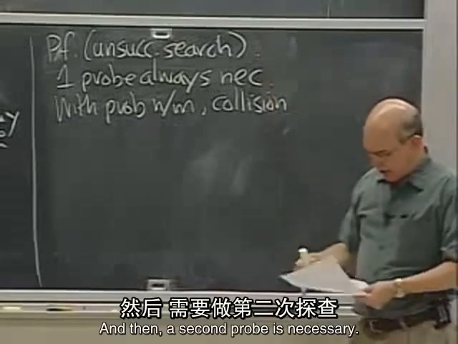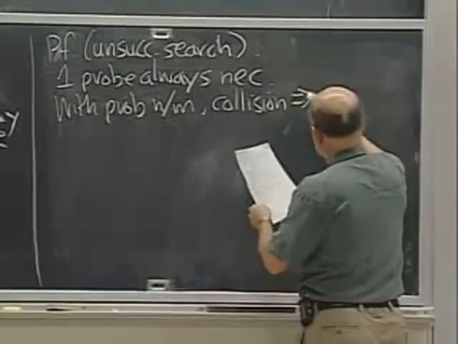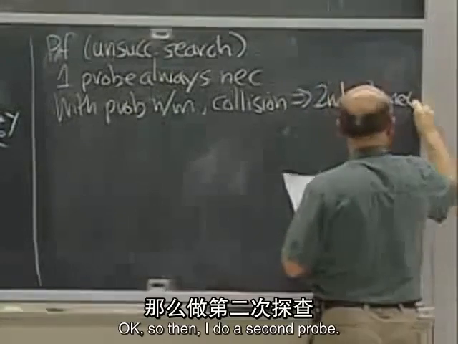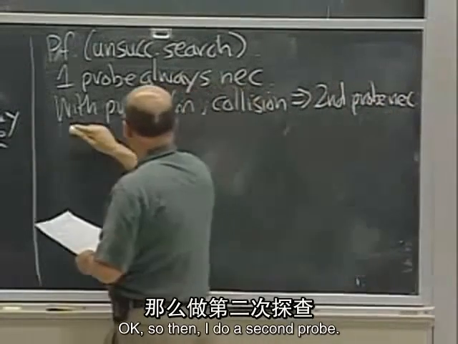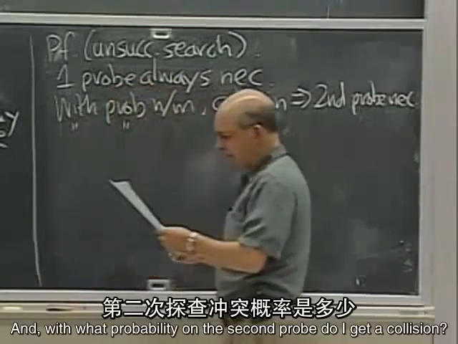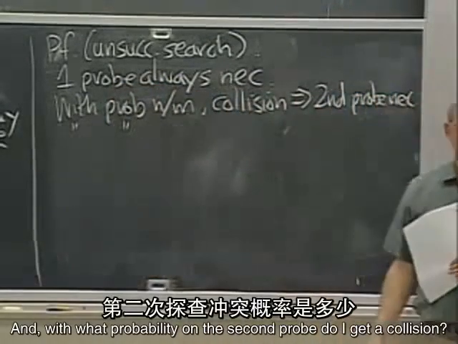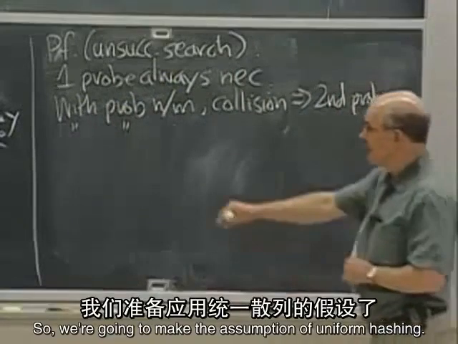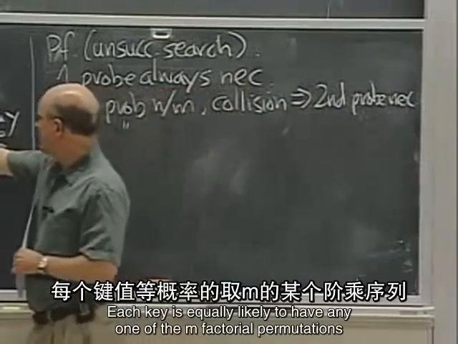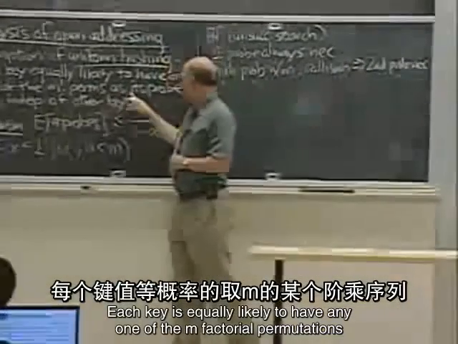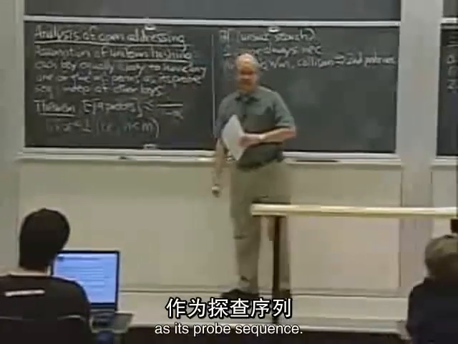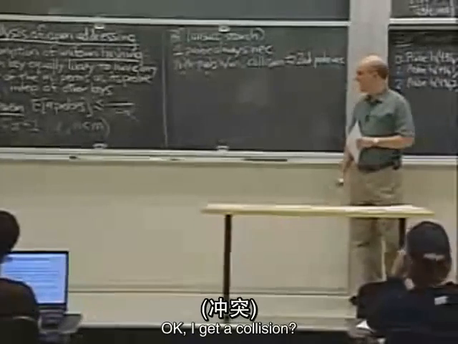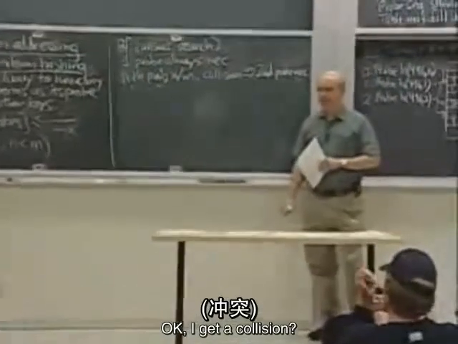And then a second probe is necessary. So I do a second probe. With what probability on the second probe do I get a collision? We're going to make the assumption of uniform hashing: each key is equally likely to have any one of the m factorial permutations as its probe sequence. So what is the probability that on the second probe I get a collision?